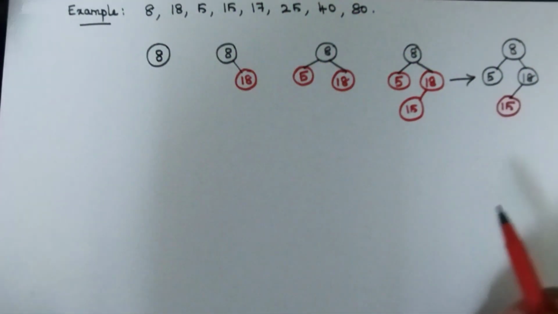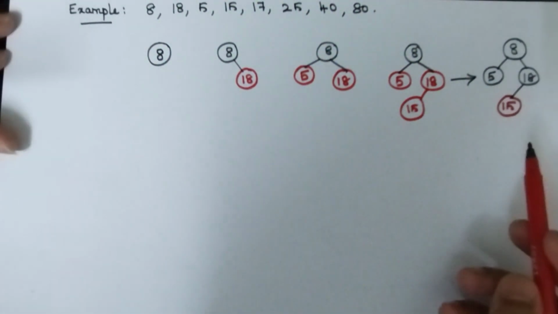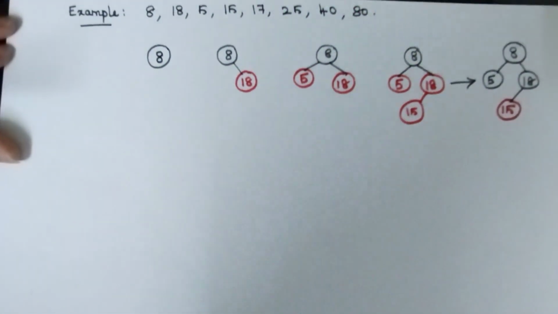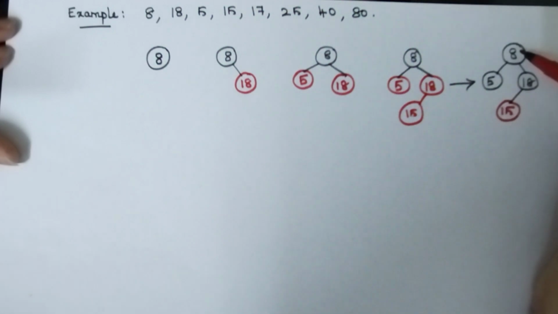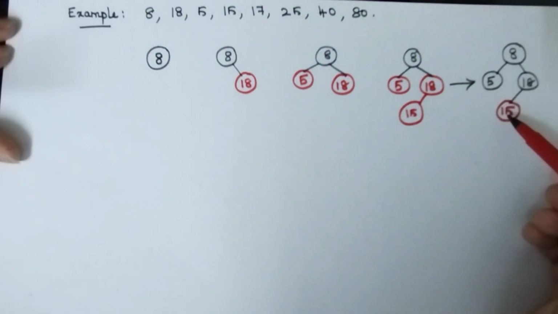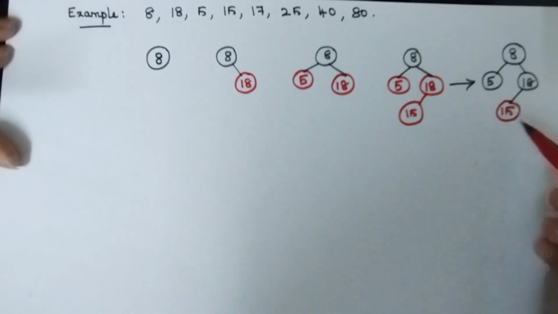Right? Now, what is the next value we need to insert? The next value we need to insert is 17. So where will 17 get placed? Compare it from the root node. 17 is greater than 8, so move to the right hand side. Again compare it with 18. 17 is lesser than 18, then move towards the left. Again compare 17 with 15. 17 is greater than 15, so move towards the right side.